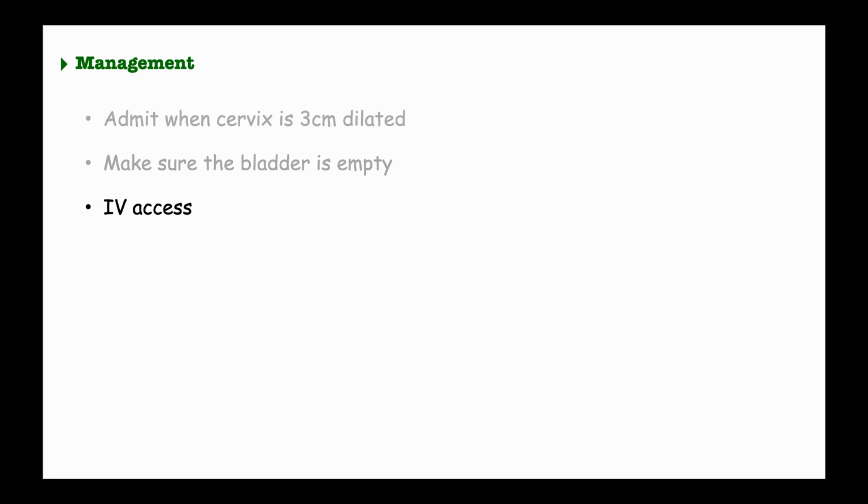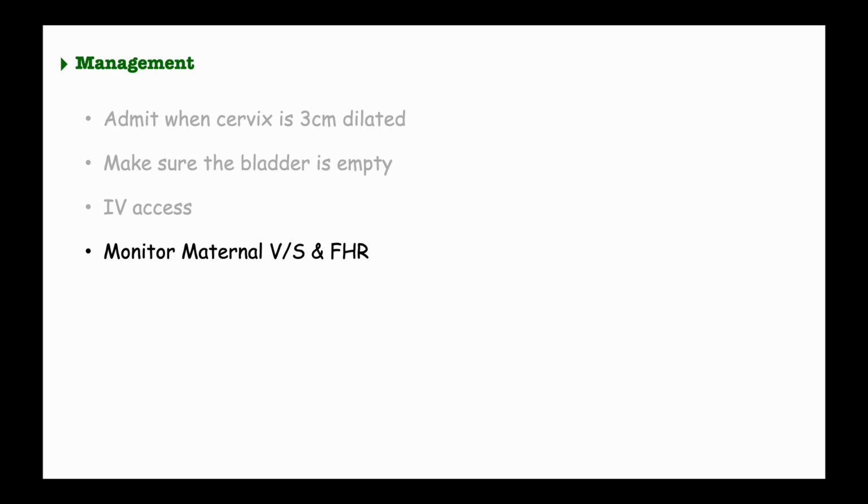Then we also need to get an IV access, because we are going to give medications to this woman, as well as some IV fluids. And so we need to get an IV access. Then we need to monitor the vital signs. Very important. The vital signs that we take when the woman comes are going to serve as a baseline record so that throughout labor, if there is any deviation in the vital signs, we can compare. For example, if the woman's blood pressure increases so high, we compare it to the baseline to see whether there is any abnormality or not.